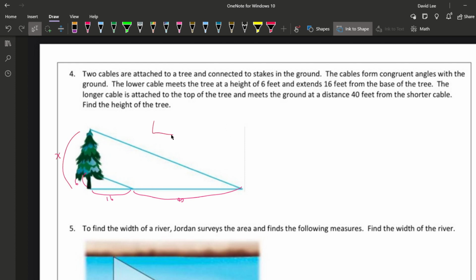So again, it helps to sketch out the two triangles. So the first one, this is 16 and 6. The second one, we'll call this x. Whatever they're asking for, you want to label that x. It makes it easier, right? So this is x, so this is 56. So we'll just do x over 56 equals 6 over 16. And then you get x equals 21. So 21 feet.